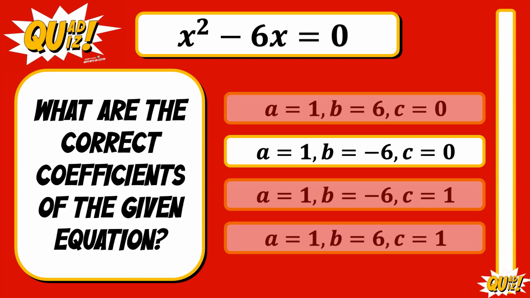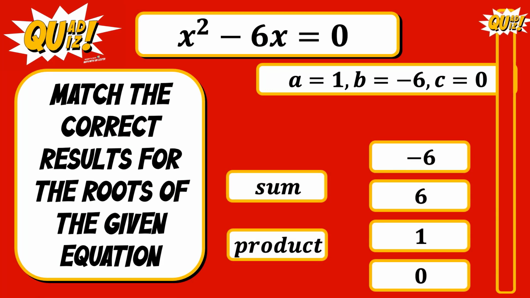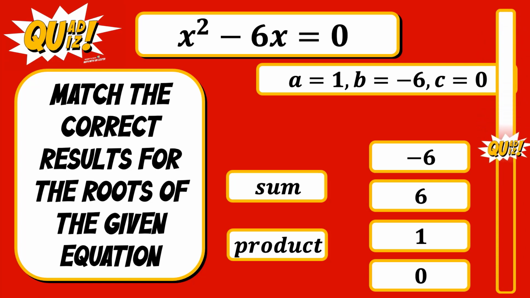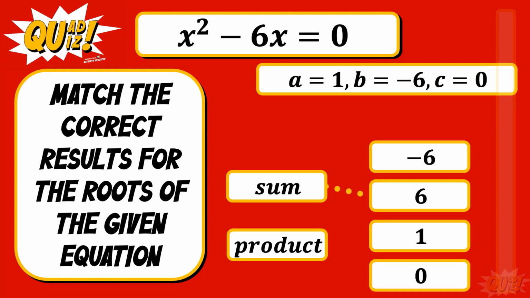The correct answer: A equals 1, B equals -6, and C is 0. Now let's match the correct results if we are going to consider the roots of this given equation. First, what is the sum of the roots of this given equation? The sum of the roots is equal to 6.